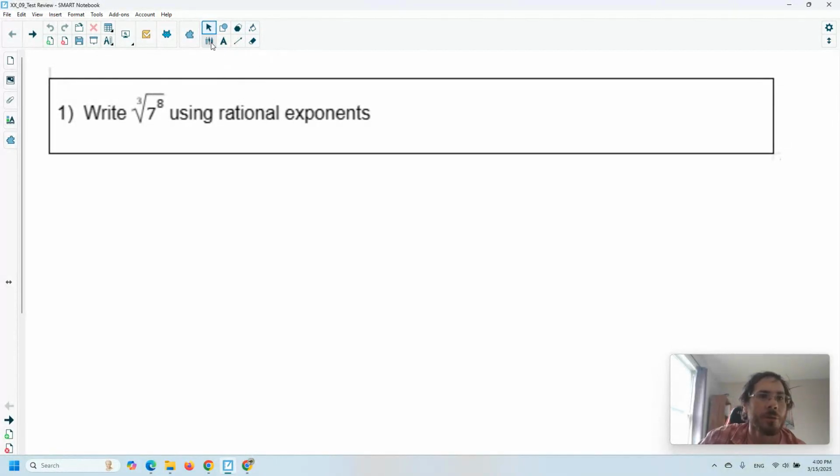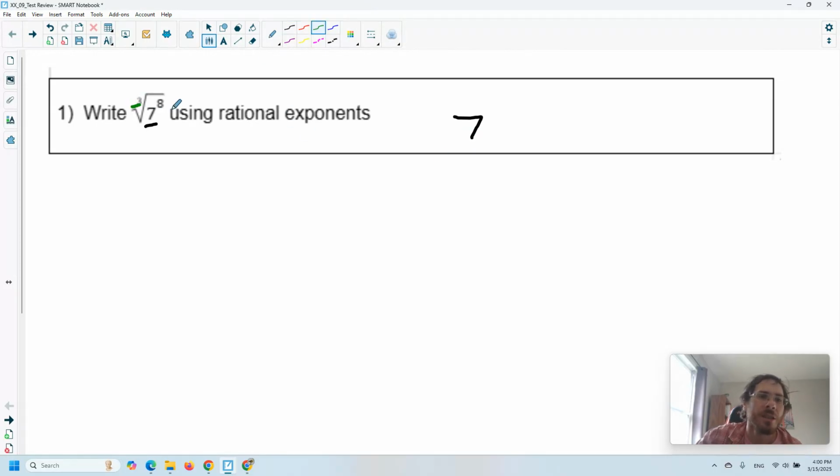All right, so we're going to start off with number one. So we need to write this expression here using rational exponents. We can see right here it's in radical notation. So remember, when we write this, the base, which is the 7 here, is just going to stay as the base. So we're just going to leave that as a big 7.